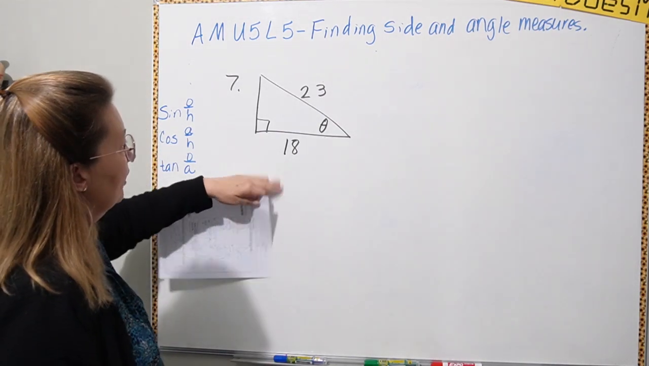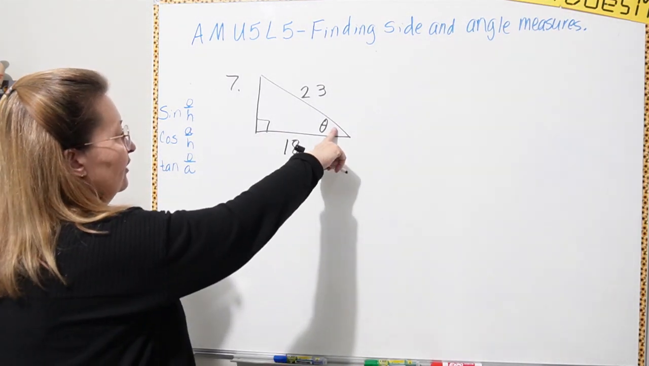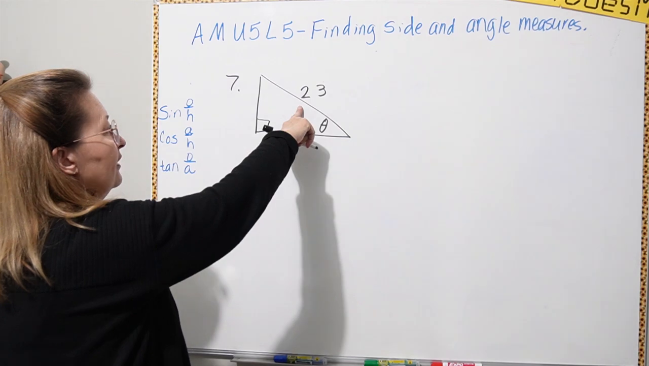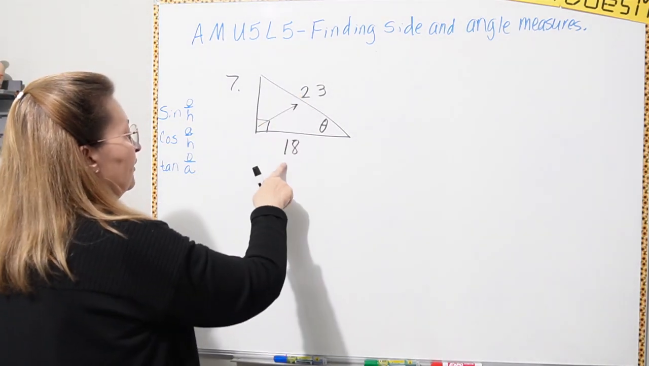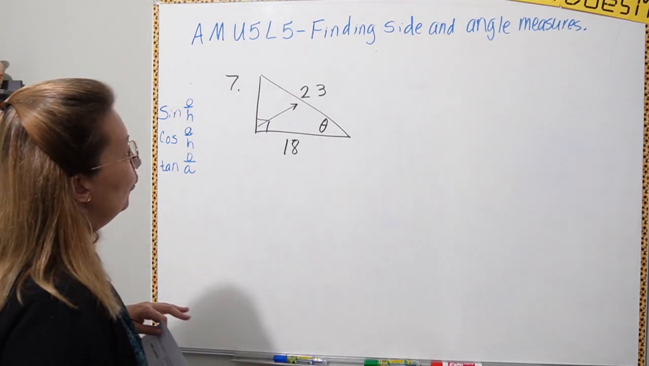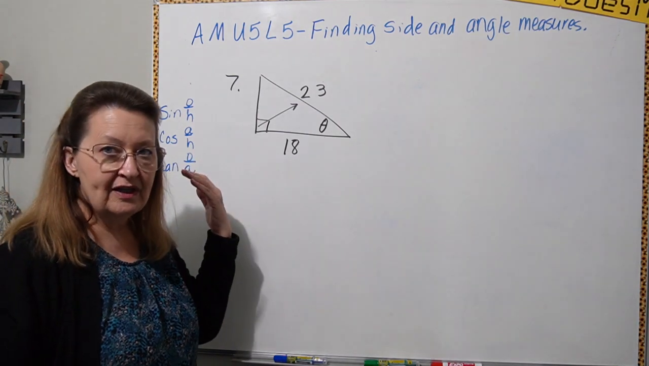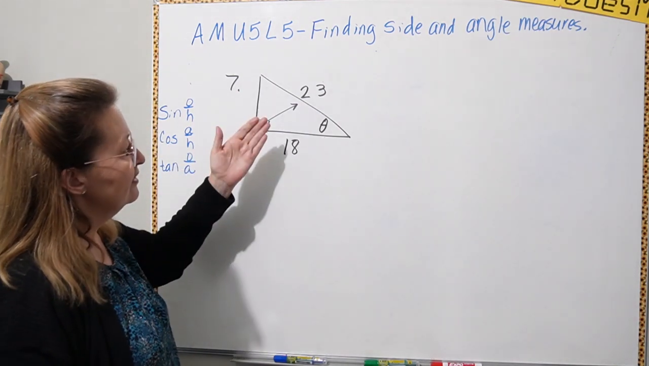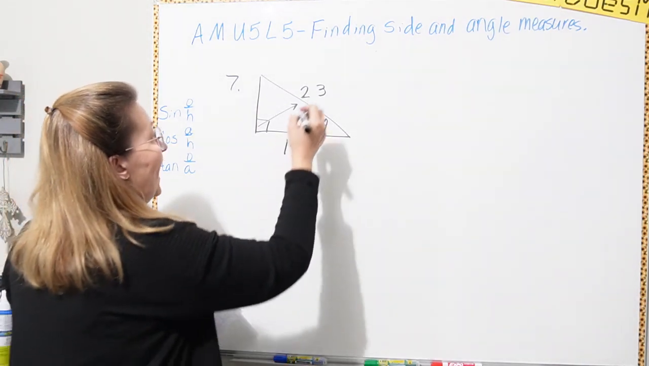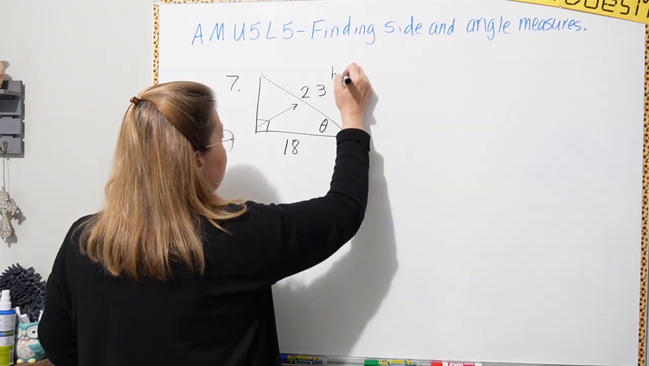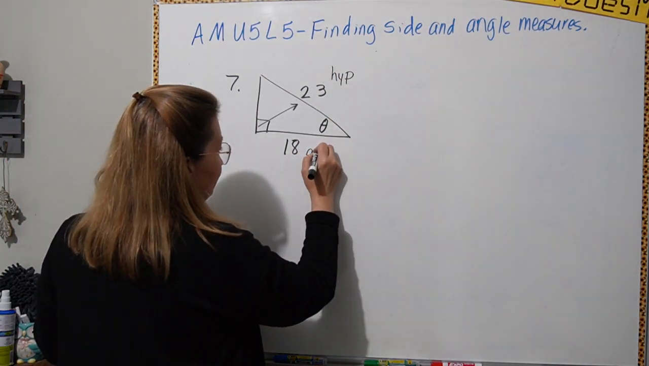We have a triangle and it is labeled with this angle as theta. Now we know the hypotenuse is 23 and we know this side here is 18. We need to determine which function we want to use, and we do that just like we did in the other section. Let's identify the sides that we have. I have a hypotenuse and I have the side adjacent.